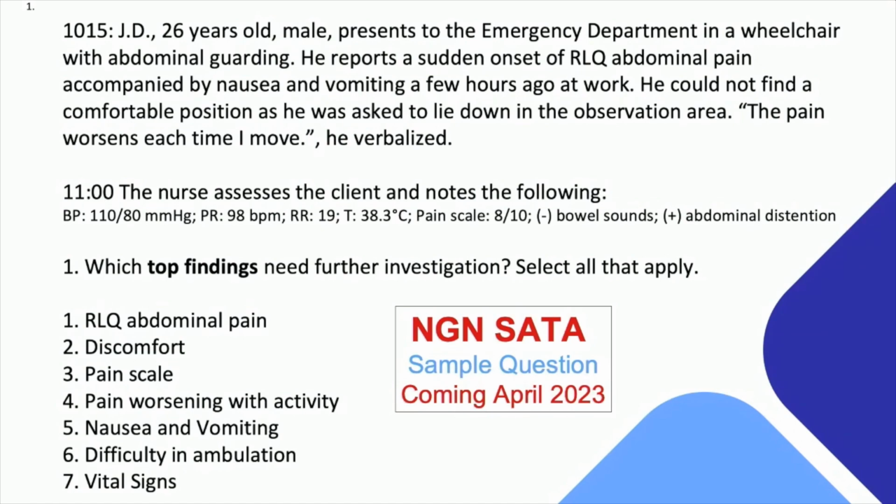And so with this, there's also partial scoring. So let's see if you got it right. The correct answers are as follows: number 1, number 3, number 5, and number 7. All right. So why is that correct? Number 1, we are thinking right lower quadrant abdominal pain is definitely an abnormal assessment. And so the thing about next generation NCLEX is that you're going to have these keywords like top or most, right?